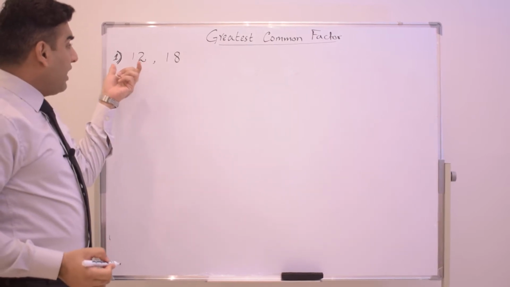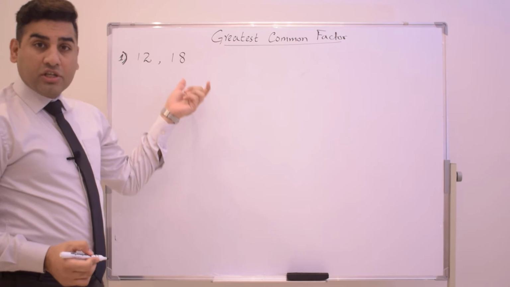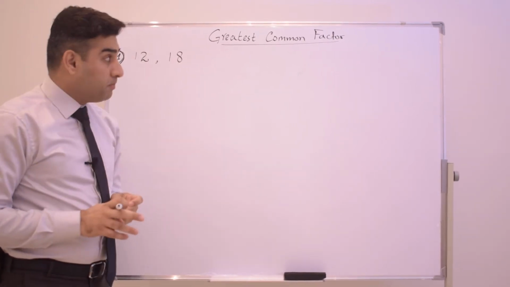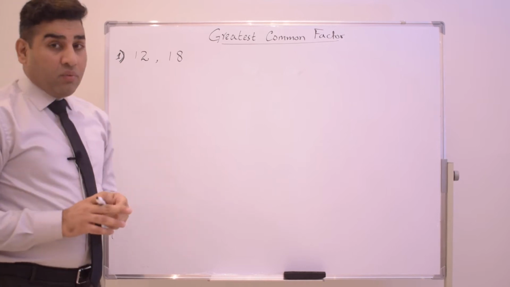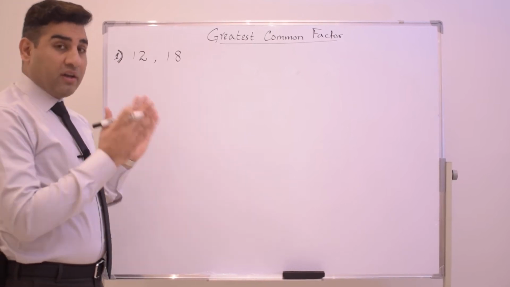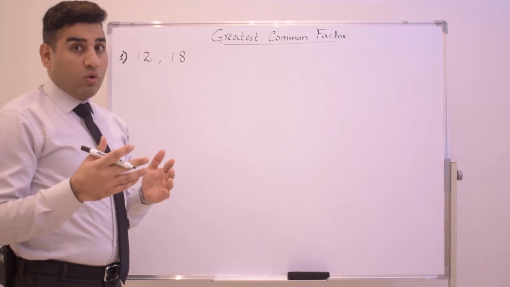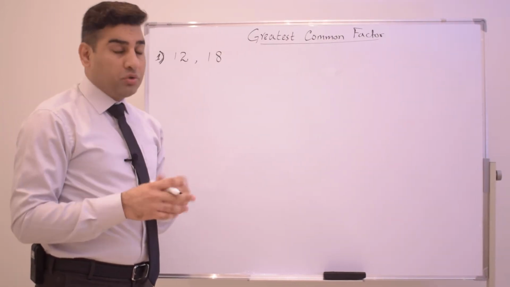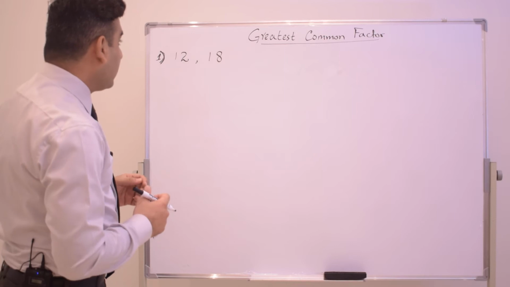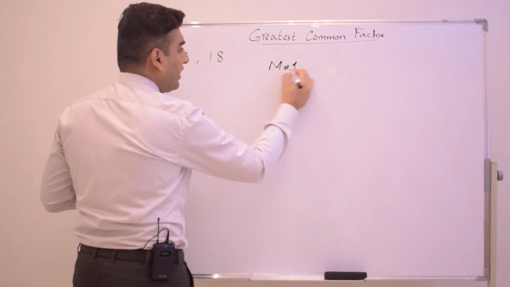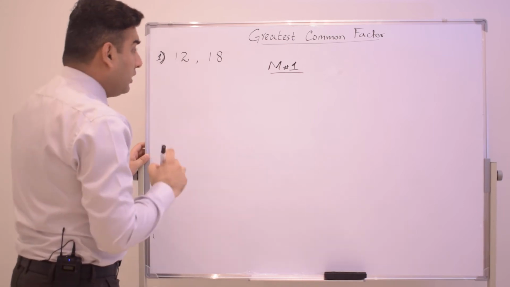So I have two numbers 12 and 18 and I have to find out the greatest common factor of these two numbers. So we have actually two methods. First of all, I'll tell you the first method, then I will tell you the second, and it's up to you then which will suit you. You can choose that. So let's begin with the first method to find the greatest common factor.